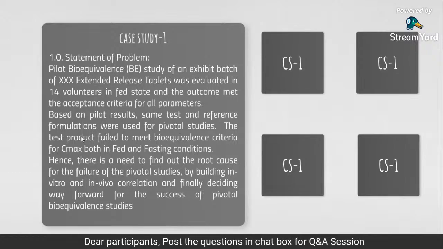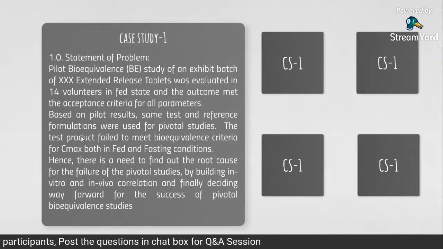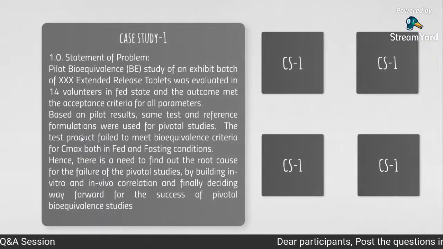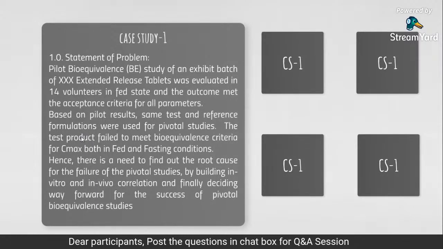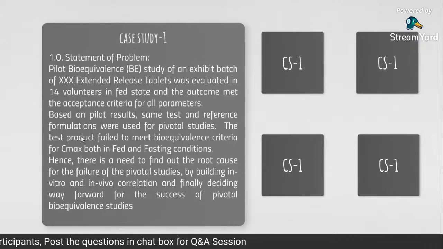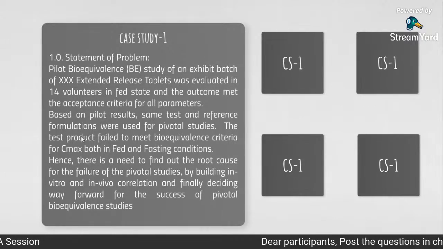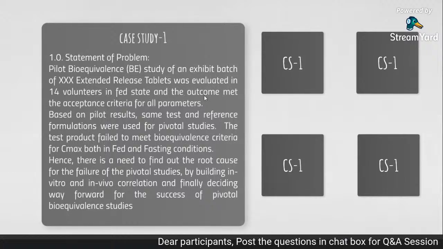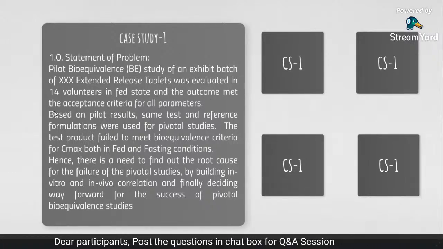So as per the drug physicochemical properties and other characteristic features, we concluded that fed state is more critical. And directly our sponsor suggested to do testing in only 14 volunteers at the initial level. We did the 14 volunteers testing in fed state. You can read here. And the outcome met the acceptance criteria for all the parameters.